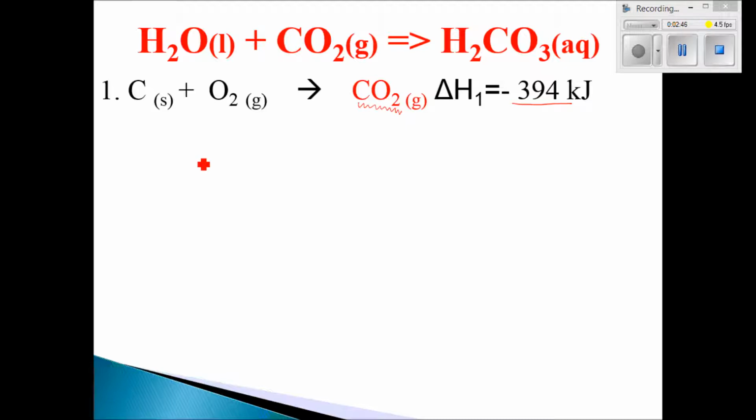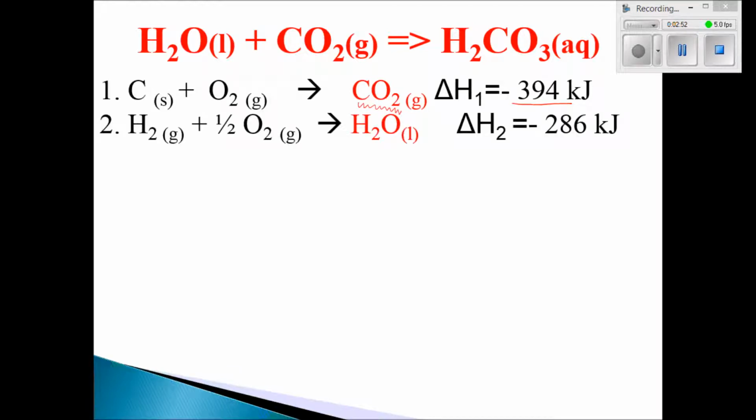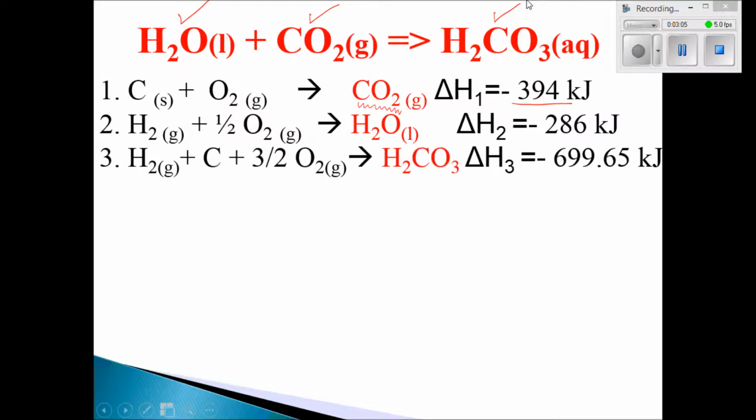It's also found in the periodic table booklet that I give you in class. We also have the heats of formation for H2O. So far we have the heats of formation of this compound. It's just made of its elements, which gives us a value from the back of the textbook. Similarly for H2O. And we also have something for H2CO3 in the back of the textbook.